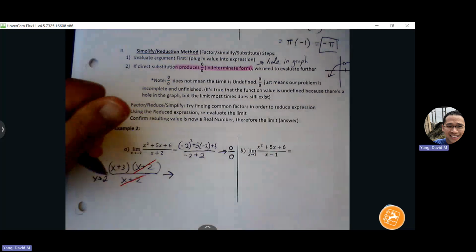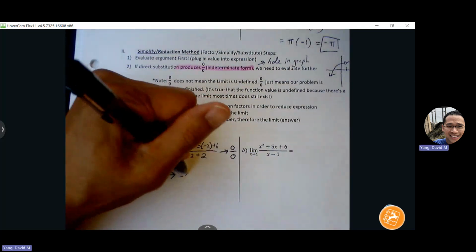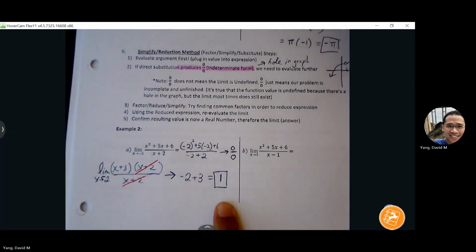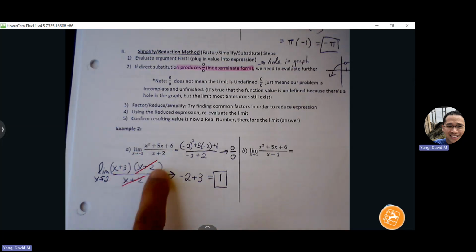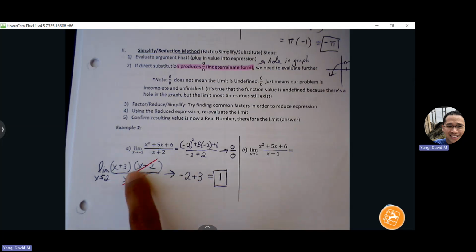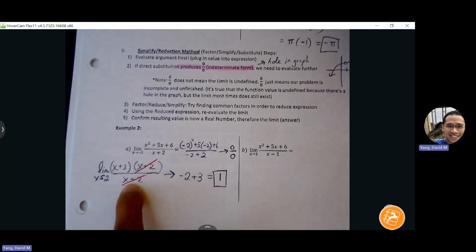Oops, I'm sorry, approaching -2, my bad, approaching -2. So plug in -2, we get -2 plus 3, which is equal to 1. And this is our limit. This is where the hole was, and now we created a linear version of this graph, and then we're able to reevaluate. Notice that now that the x's have disappeared, because I've plugged in the -2, there's no need for me to rewrite the limit statement. I'm only rewriting limit statements if there's x's in my expression.